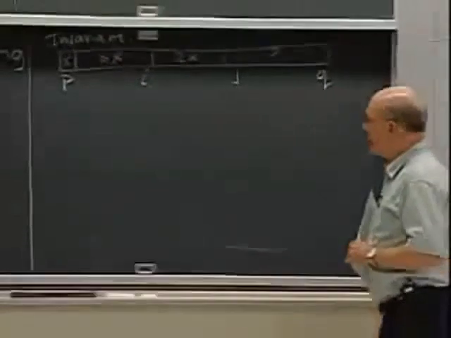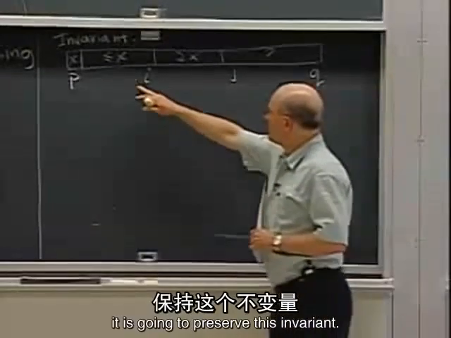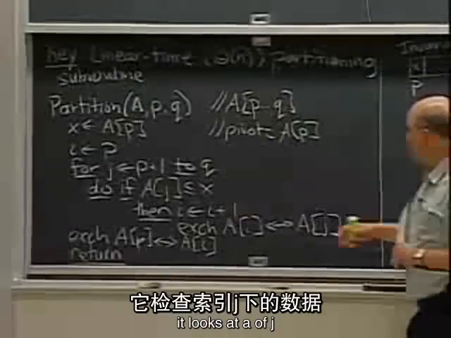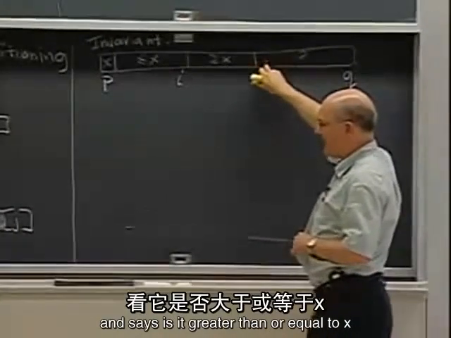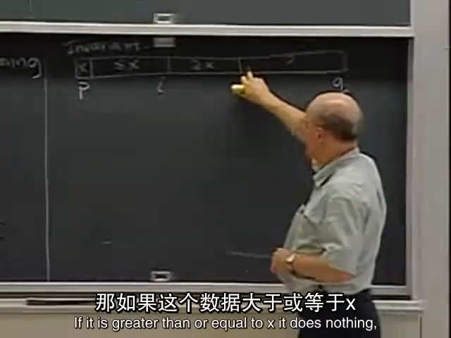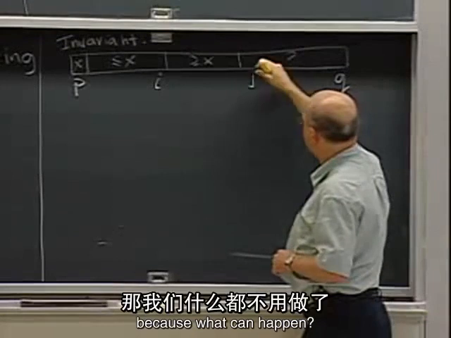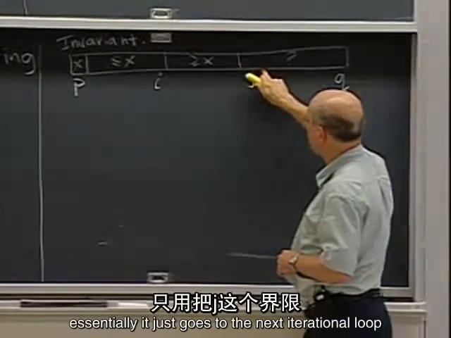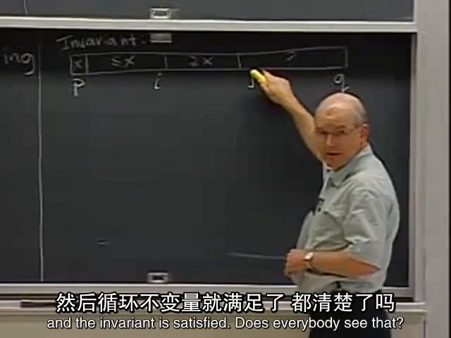Okay? And then the idea is that it's going to preserve this invariant. And the way it does it, as we go through the loop, is it looks at A of j and says, is it greater than or equal to x? Sorry, is it less than or equal to x? Okay, if it's greater than or equal to x, it does nothing. Because what can happen? If this is greater than or equal to x, essentially it just goes to the next iteration of the loop, which moves this boundary, and the invariant is satisfied. Does everybody see that?